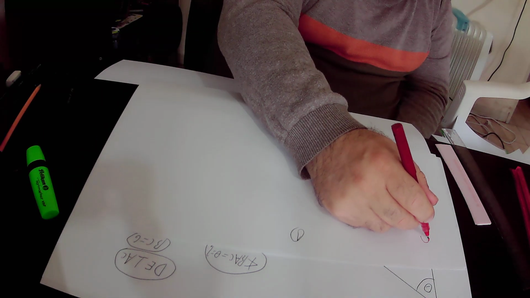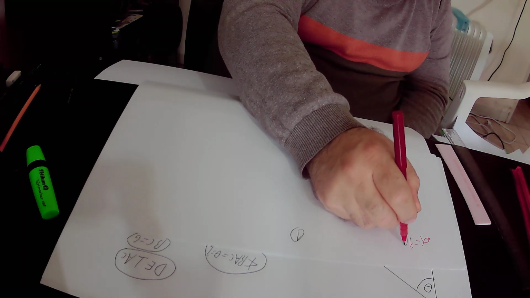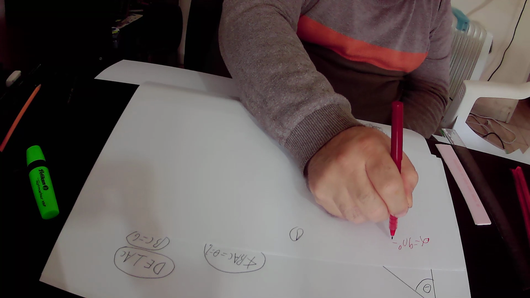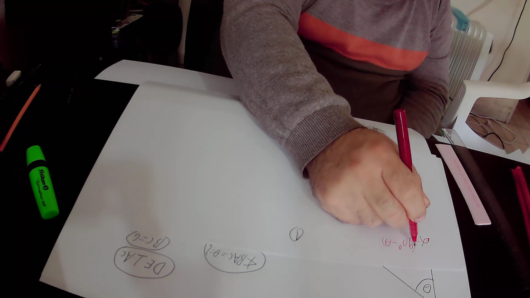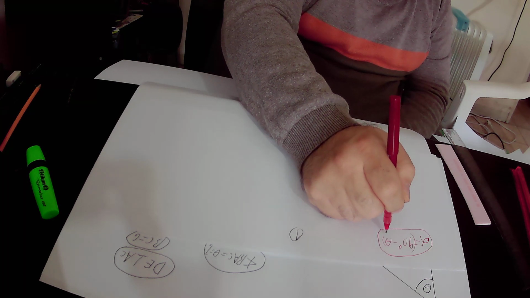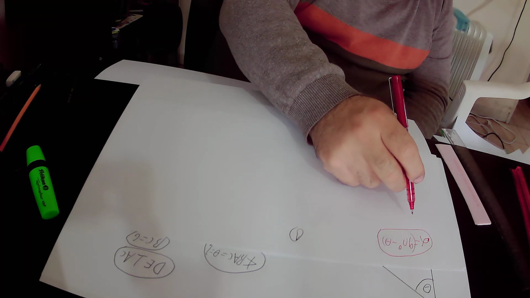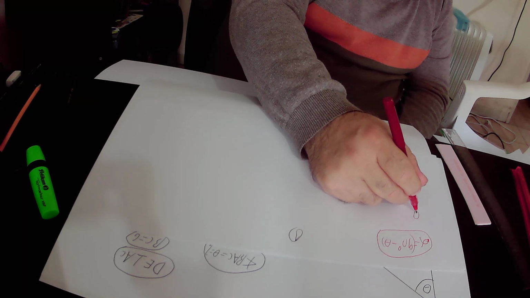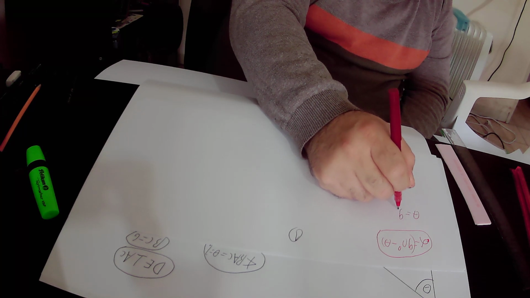Alpha equals 90 degrees minus theta. Here we will add theta to this equation, and we will also subtract alpha, and we will get that angle theta equals 90 degrees minus alpha.